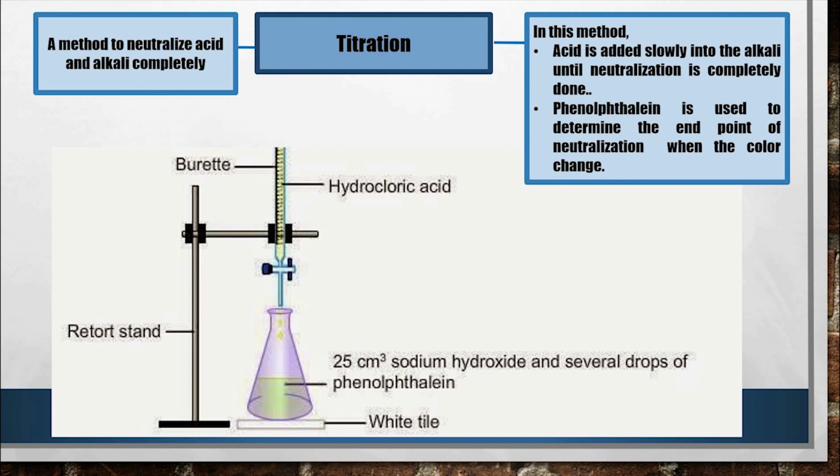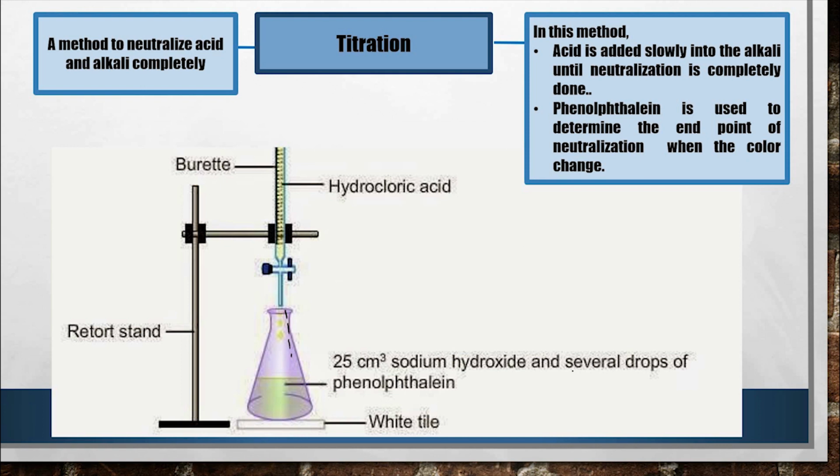Okay, next we are going to learn about the titration method. So the titration method actually is a method to neutralize acid and alkali completely in the laboratory. So how are we going to observe whether it reached the neutral condition? We are going to use the titration method in order to find out whether it is in a neutral condition or not. So there are a few things you are going to take note of. In this method, acid will be added slowly to the alkali until the neutralization is completely done.